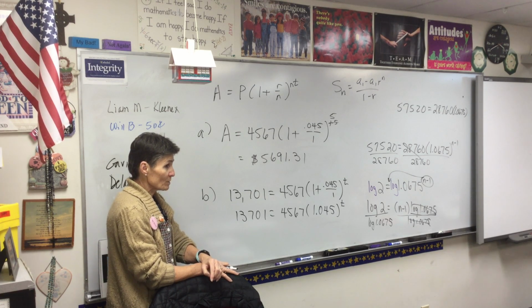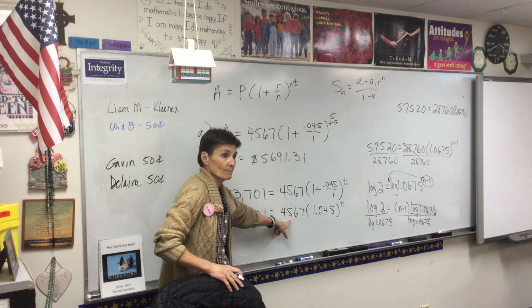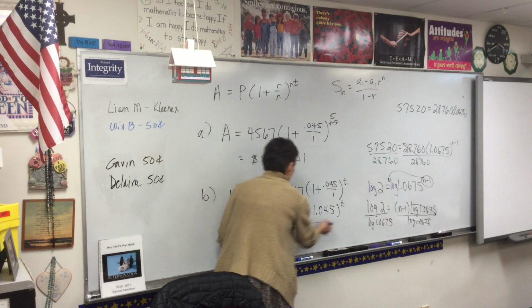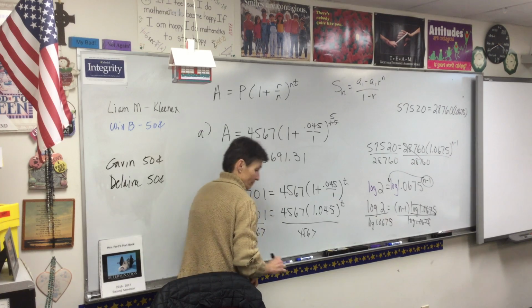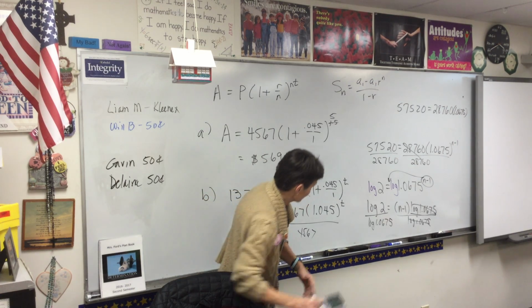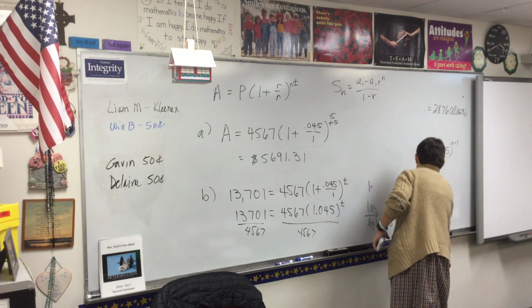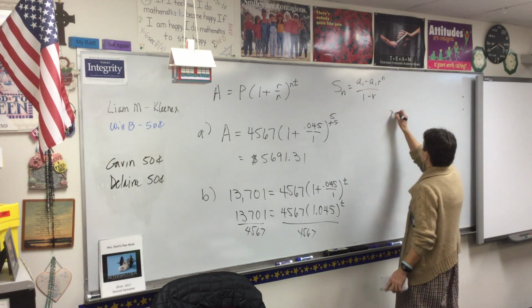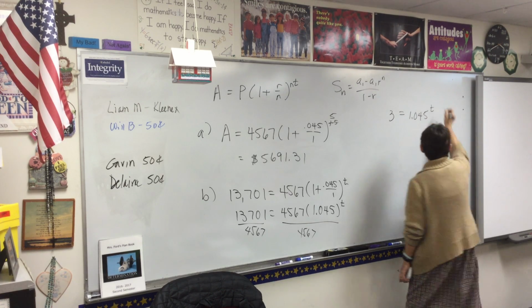Think about the problems we just did. What do I have to do first? Divide out this number right here. We've already done these problems, kids. We did problems just like this. We got to divide by this. So what happens? You're going to get 3 on the equal side. I get 3 equals 1.045 to the t.